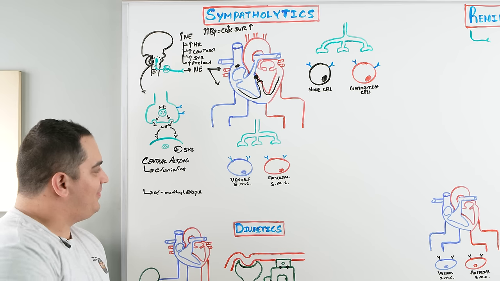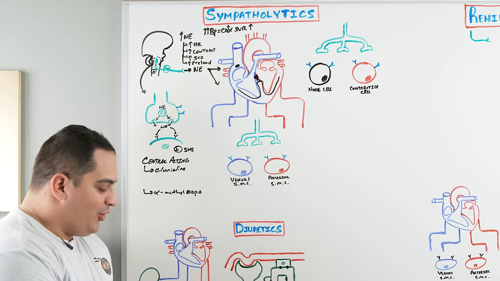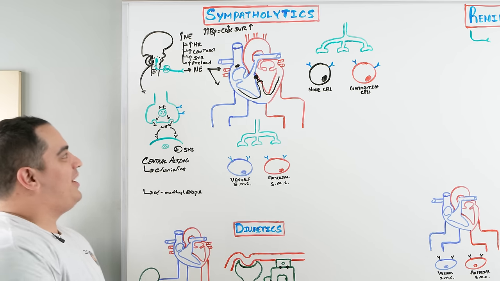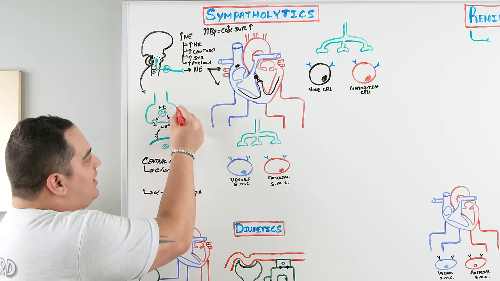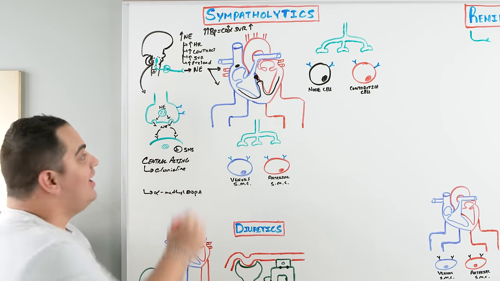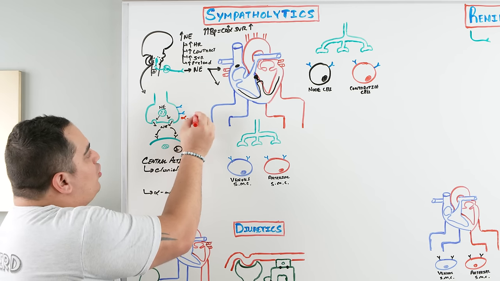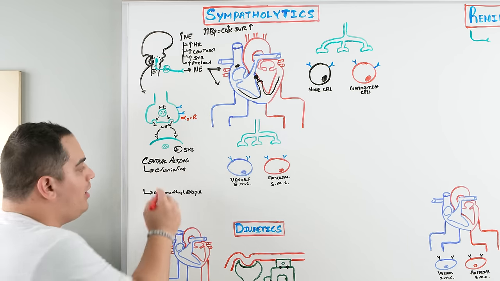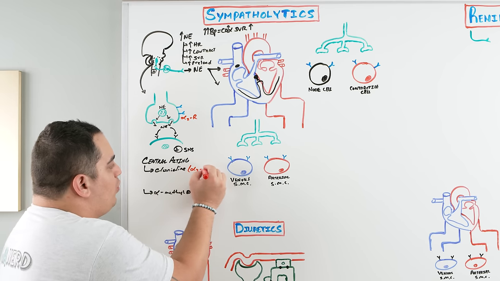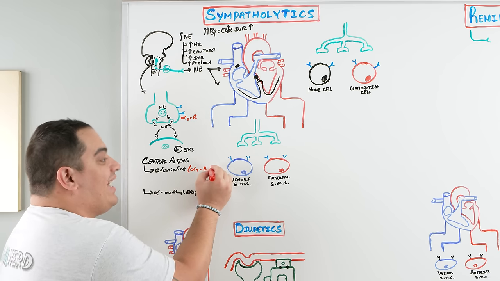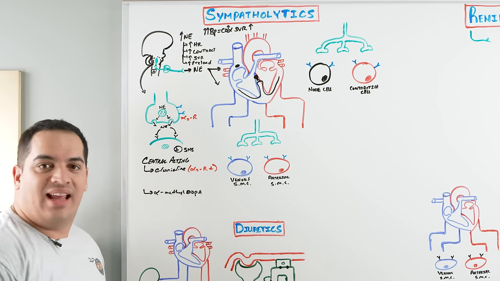Now imagine I give a drug like clonidine. Clonidine is really interesting because what clonidine will do is it'll bind onto these receptors on the synaptic terminal. These are called alpha 2 receptors. Clonidine is an alpha 2 receptor agonist. So it's going to stimulate the alpha 2 receptor.